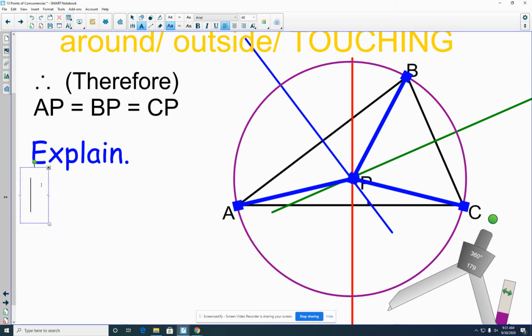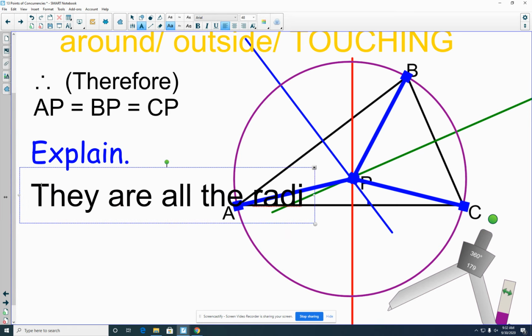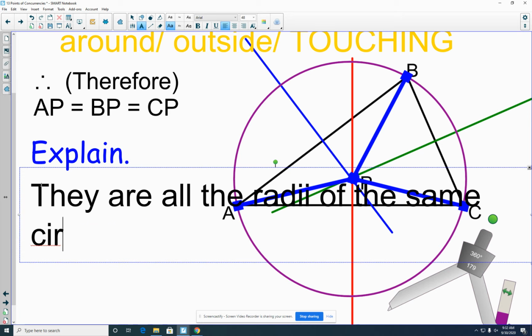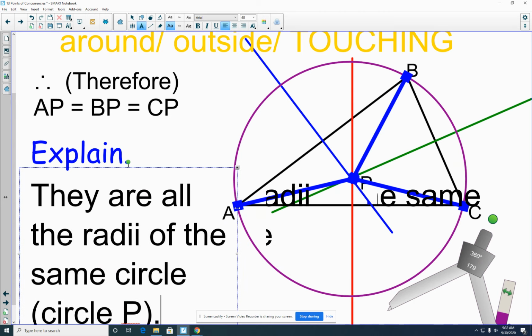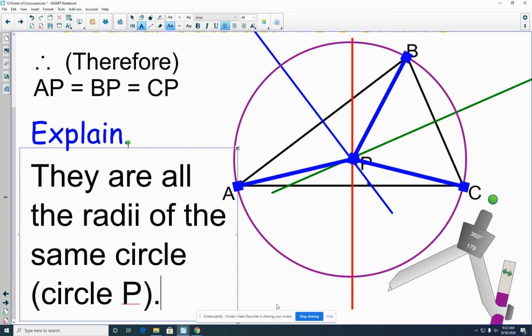So why are they all equal? They are all the radii of the same circle, in this case, circle P. We talked about that in one of the beginning lessons, that the radii in the same circle are all equal. So here's a perfect example of that right here.